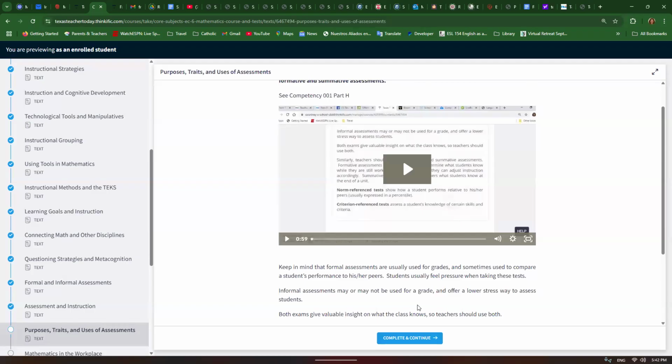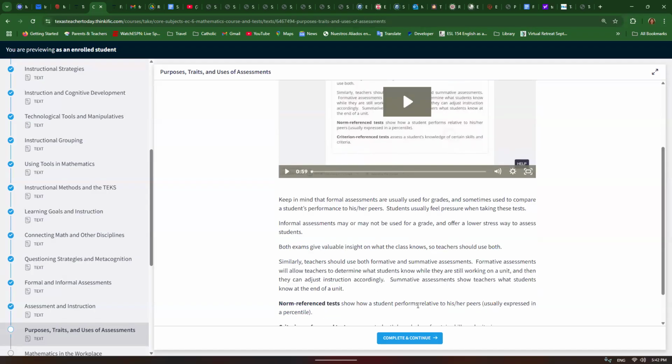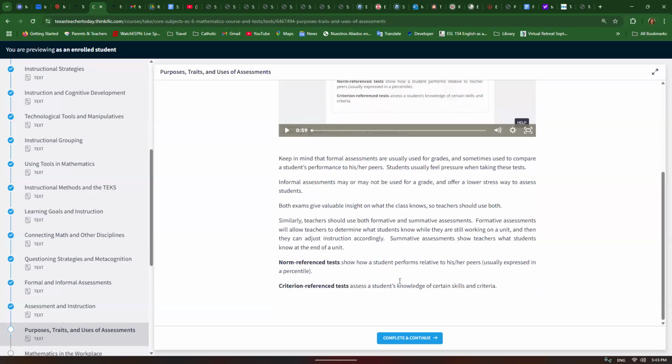Assessments are usually for grades and sometimes used to compare a student's performance to his peers. And they usually feel pressure, right, with formal assessments, but informal assessments might not be for a grade. So we want to use both because they can give us the whole picture. Norm reference tests compare a student to his peers, kind of like the SAT, where you're in a certain percentile. Criterion reference tests test the student's knowledge of certain skills and criteria, like the STAR test.